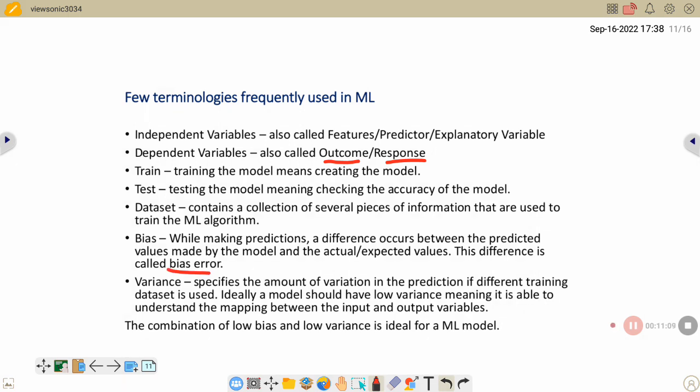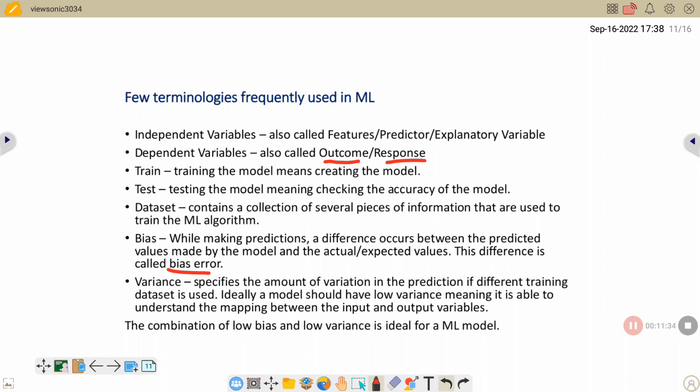So obviously, if I ask anyone whether a lower error is good for the ML model or not, yes, it is always expected. If the bias error is less, then the model is working very well. Okay, now coming to the variance. It specifies the amount of variation in the prediction if different training data sets are used.